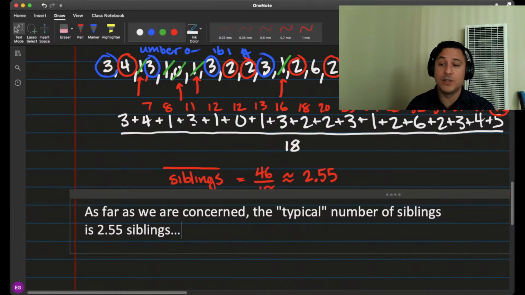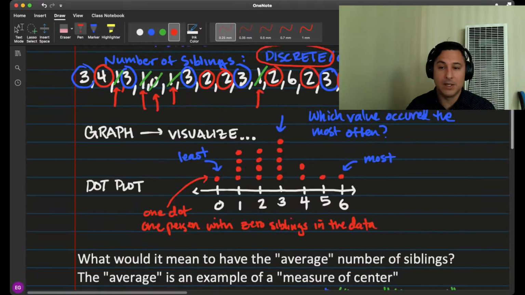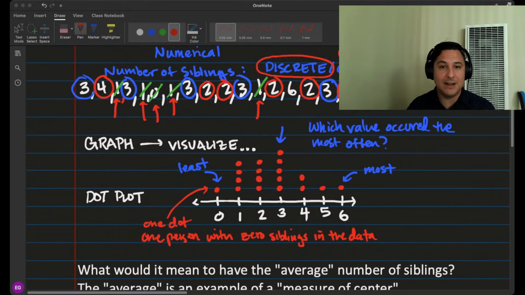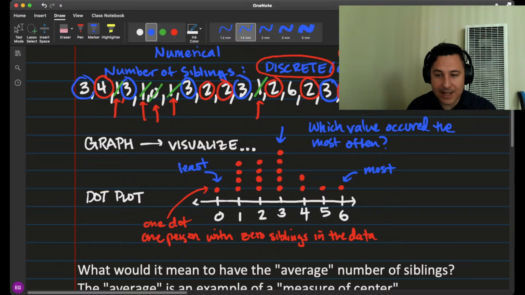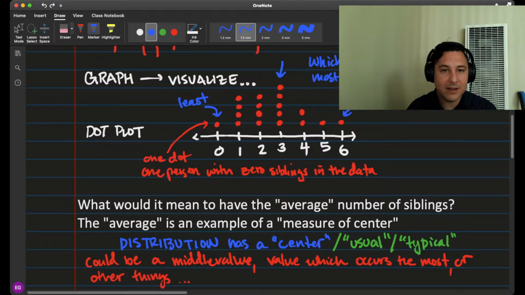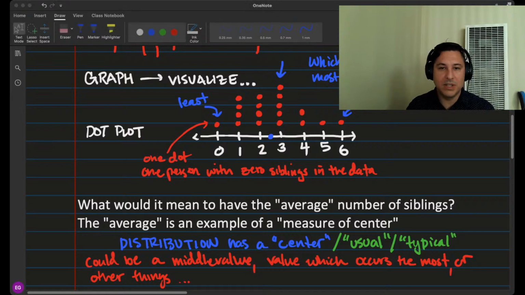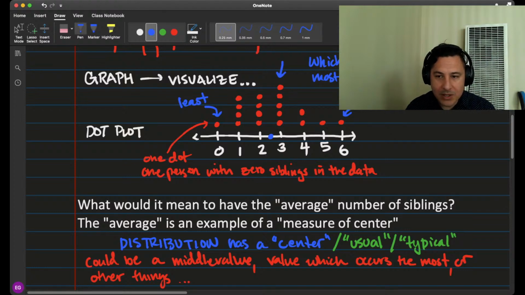It also tells you something else really interesting, and it has to do with the graph. So we're going to go back up to this dot plot. Does everyone see the dot plot that I made here? Okay, so you can imagine, I'm going to erase these numbers on the bottom. Actually, no, I'm going to leave them there. 2.55 is like right here. Does everyone see how I put the blue dot in the middle between 2 and 3? Okay, so imagine, I'm going to fill this in.